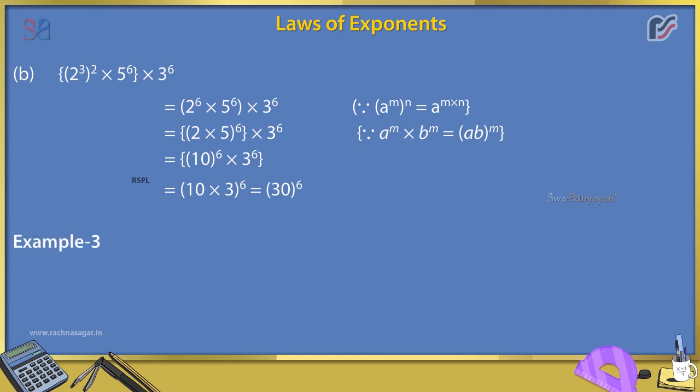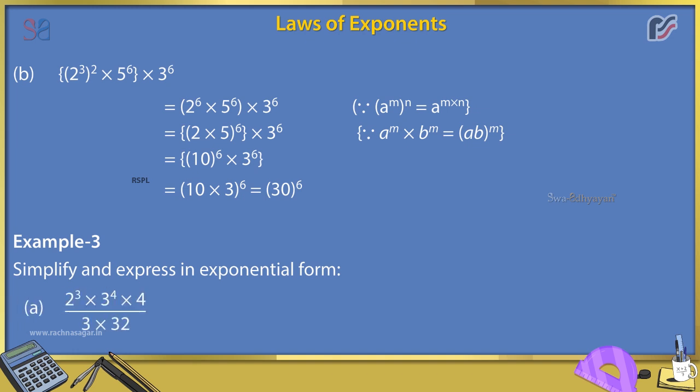Example 3. Simplify and express in exponential form. A. 2 raised to the power 3 into 3 raised to the power 4 into 4 by 3 into 32. B. In the brackets, 5 raised to the power 2 whole raised to the power 3 into 5 raised to the power 4 divided by 5 raised to the power 7.